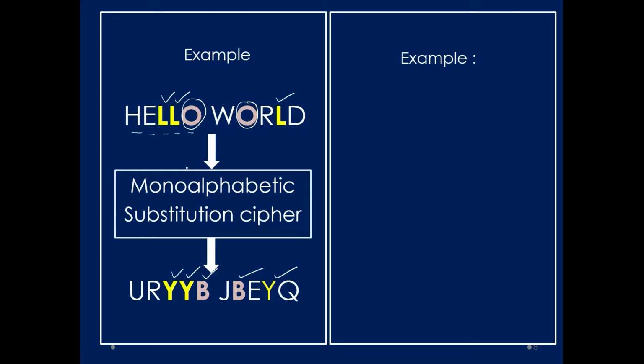So H has been mapped to U, E has been mapped to R. So wherever E occurs in your text, it will be replaced with R. L has been mapped to Y. So wherever L occurs in your text, it will be mapped to Y.